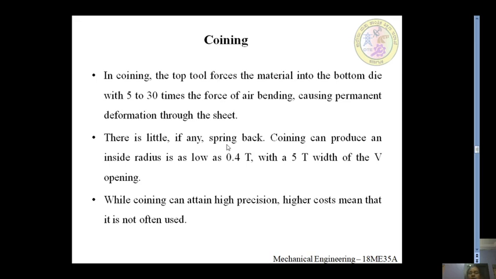So we can see the next one is coining. In coining, the top tool forces the material into the bottom die with 5 to 30 times the force of air bending, causing permanent deformation through the sheet. There is little if any spring back. Coining can produce an inside radius as low as 0.4 thickness with a 5 thickness width of the V opening. While coining can attain high precision, higher cost means that it is not often used.